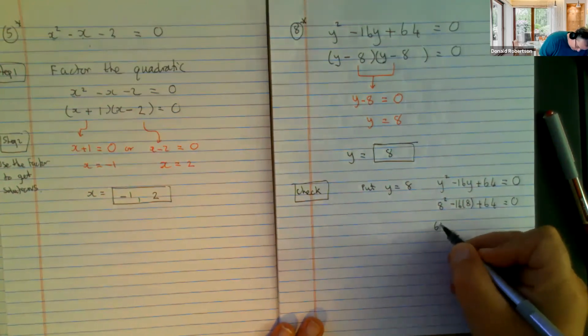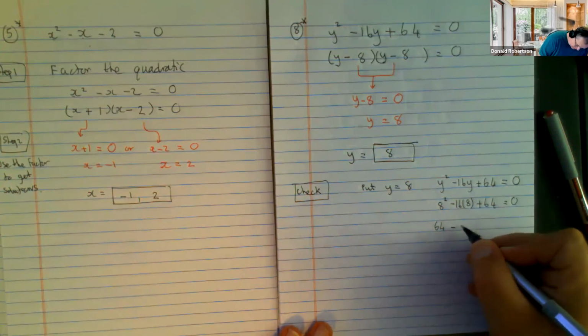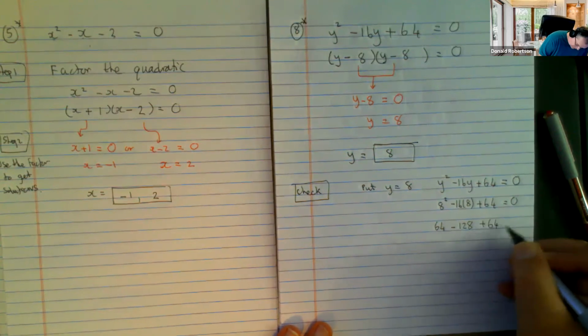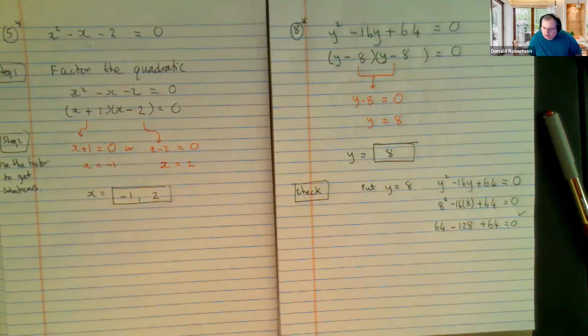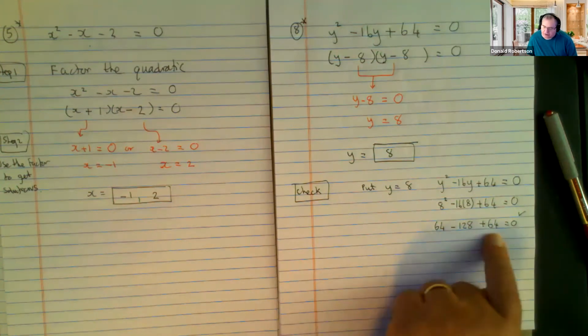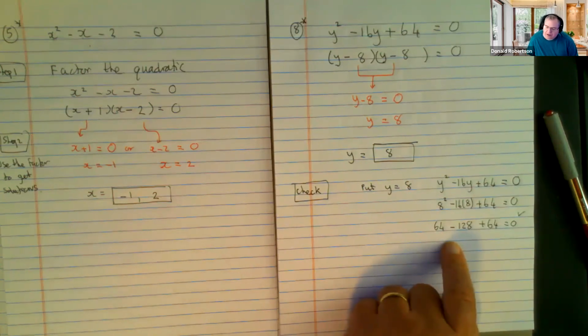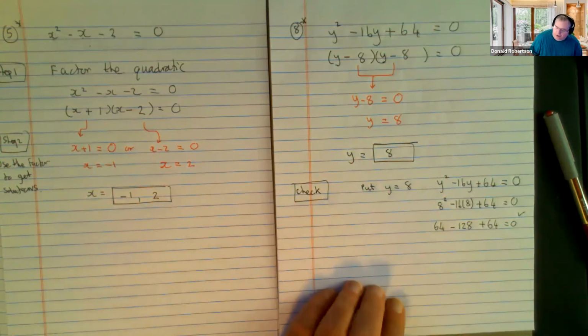Well, 8 squared is 64. That guy times that guy is negative 128. And you add the 64. And yep, check. It works. Now, if I did this calculation and the answer I got was the left-hand side was 10 or negative 40 or something, that would tell me that the solution that I thought was correct was in some way wrong.